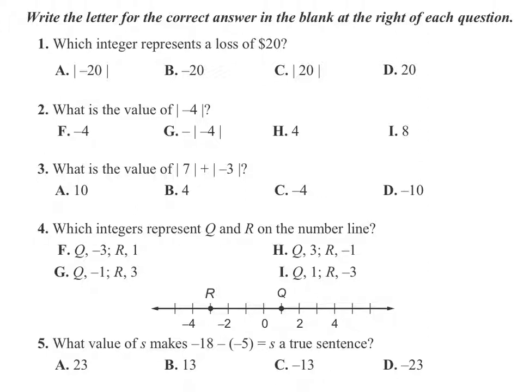Number 1, write the letter for the correct answer in the blank at the right of each question. Okay, number 1, which integer represents a loss of $20? Well, A looks pretty close, but it's not actually a negative because it's the absolute value. So it's really asking how far away -20 is from 0, which is kind of related. B would do it because, since it's a loss of 20, it would be considered a -20. By the way, C doesn't work because, again, that's the absolute value of a positive, and D is just positive, so no good. All right.